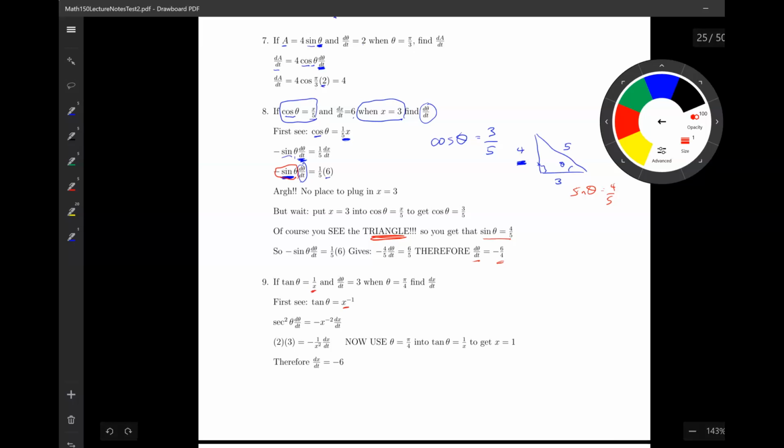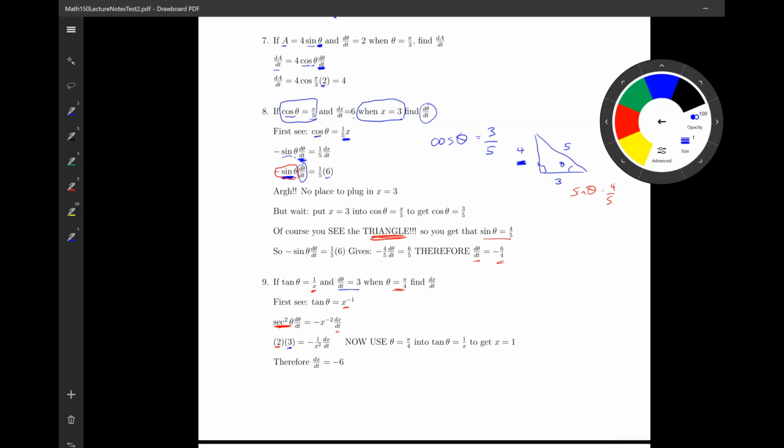the derivative. The derivative of tangent is secant squared of theta times d theta dt. Taking the derivative here, bring the negative 1 down, x to the negative 2 power times dx dt. So I'm going to plug in the theta is pi over 4. That gives me secant squared of pi over 4 gives me 2. D theta dt is 3, so I'm going to put that in right there.